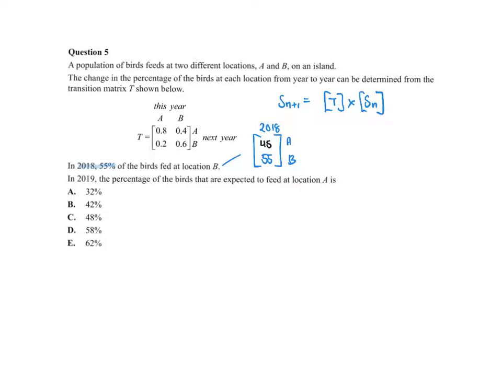Okay, so if I'm trying to find state 2019, what I'm going to do is transition times the state of 2018, which I've now worked out. So we'll do that on the calc. Okay, so we did that and we find that it is 58 and 42. And remember, this is A and B, and they asked for location A, so the answer is D.